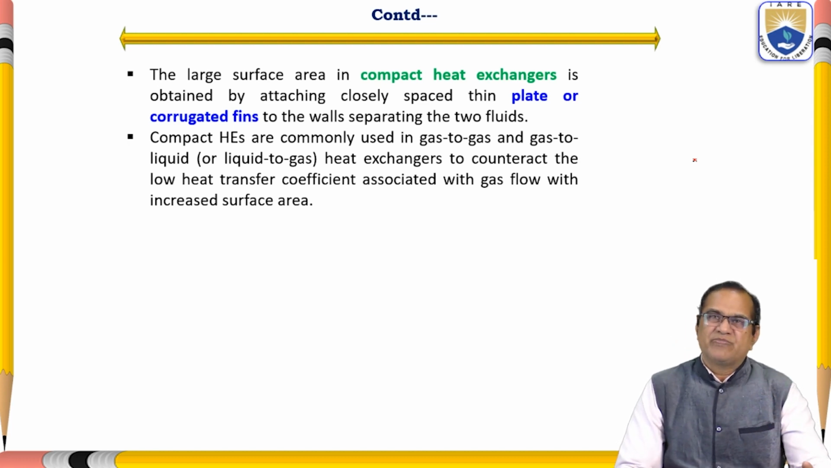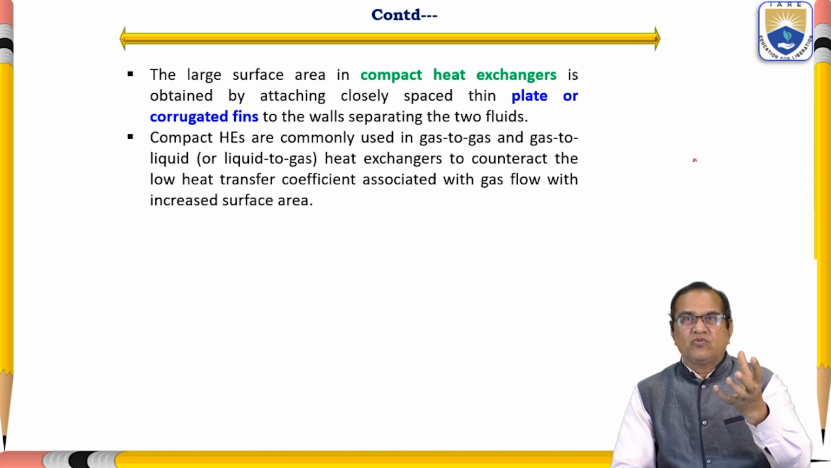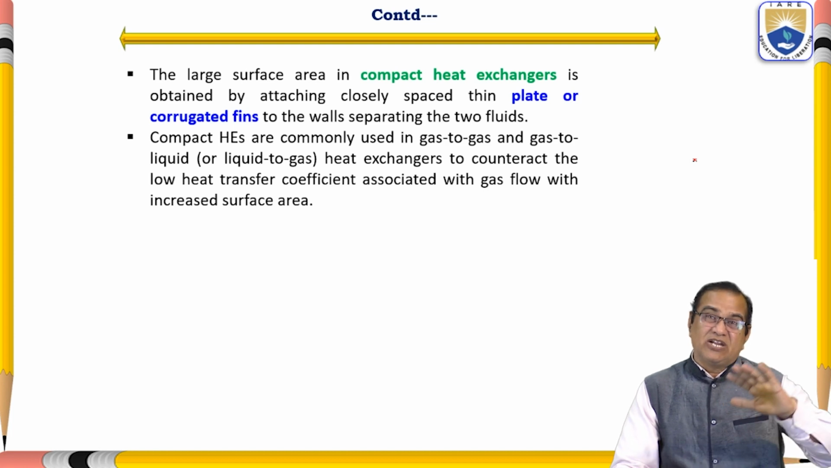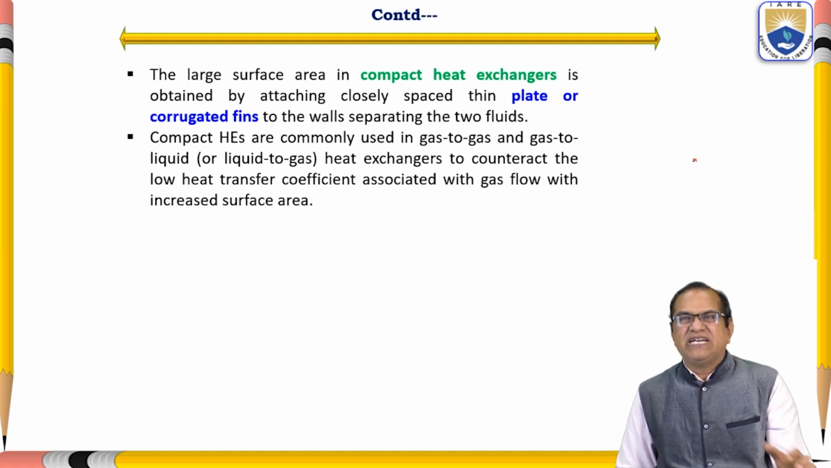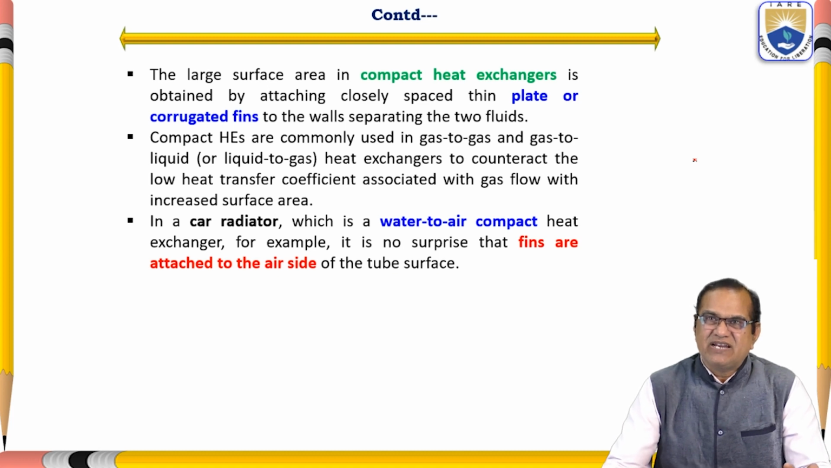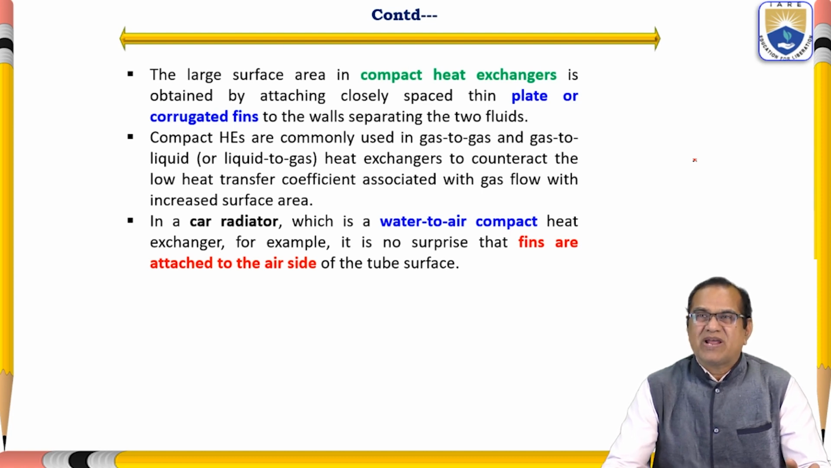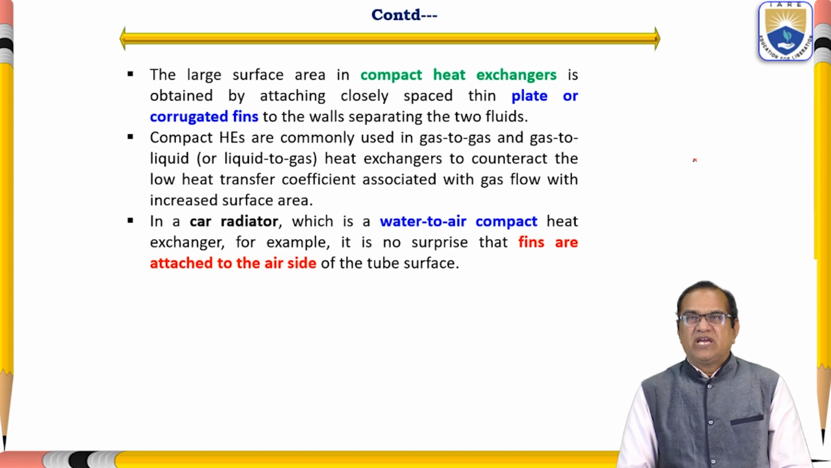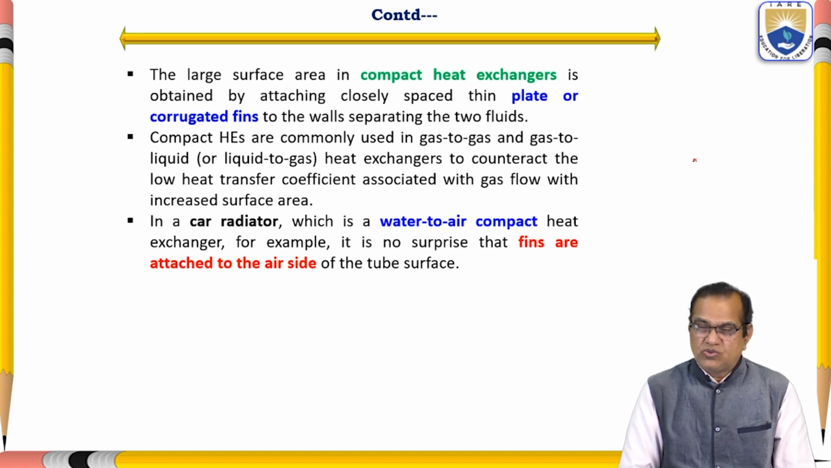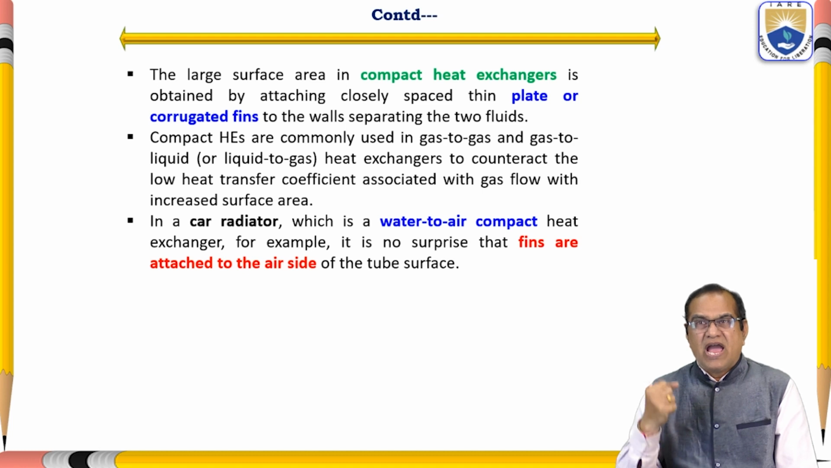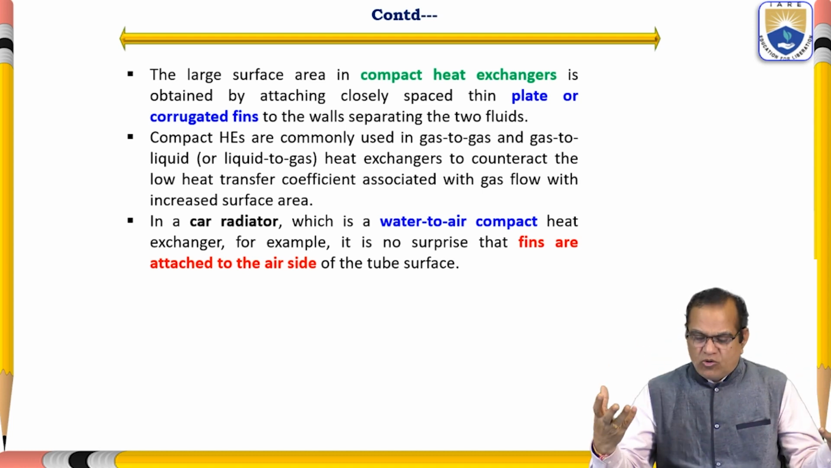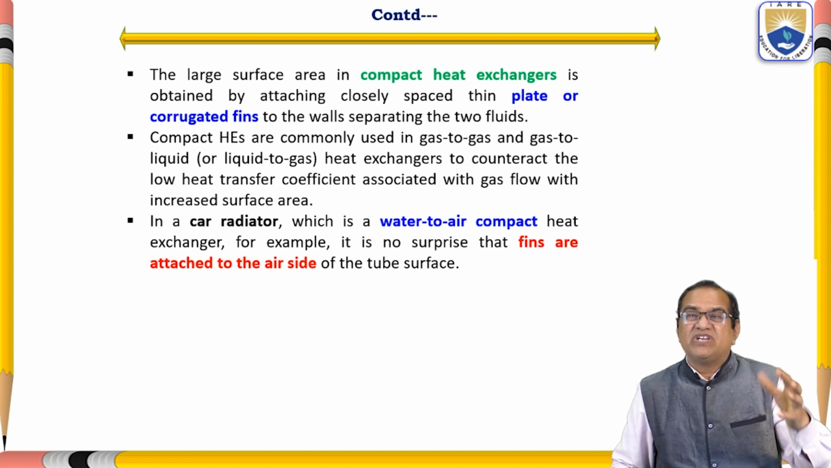So normally for automobiles and all, we use the compact type. Here the liquid to gas, gas to liquid transfer is taking place, not liquid to liquid. So we use a special coolant, it is a liquid, and that gives a higher heat transfer coefficient. In a car radiator, which is a water to air compact heat exchanger, it is no surprise that fins are attached to the air side of the tube surface. So if you see the car radiator, water to air compact heat exchangers are used, and in the water we mix a coolant. So water will be carrying more heat, and we also add some fins so that the rate of heat exchange is higher.